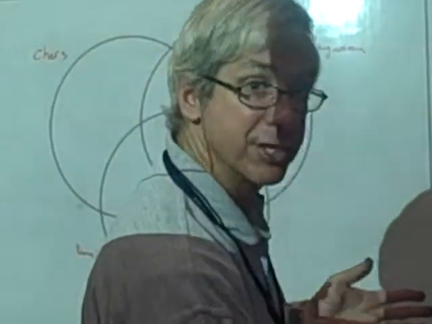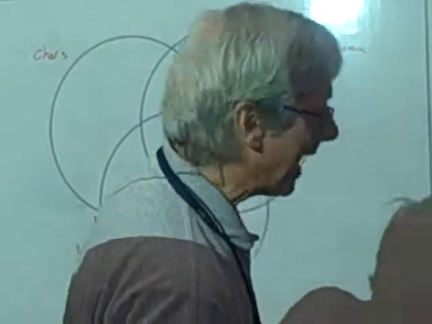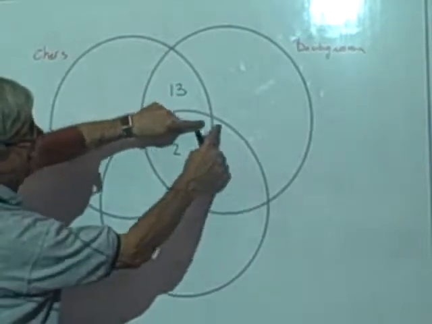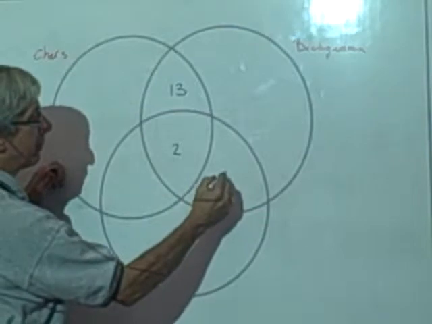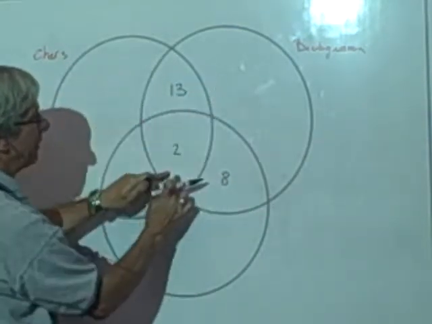The next piece of information in the problem says that 10 are in both backgammon and dominoes. So that means this set right here has to have 10 in it. I know where 2 of them are. That means there are 8 more unaccounted for, and I put them in here. So that was a total of 10 in that set and a total of 15 in this one.